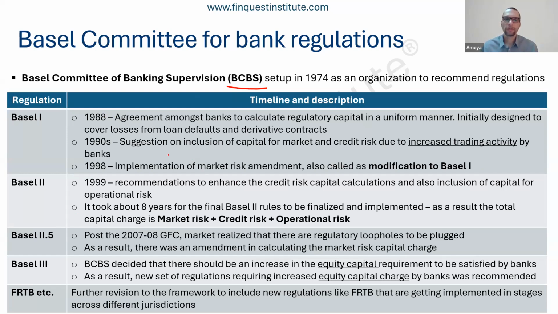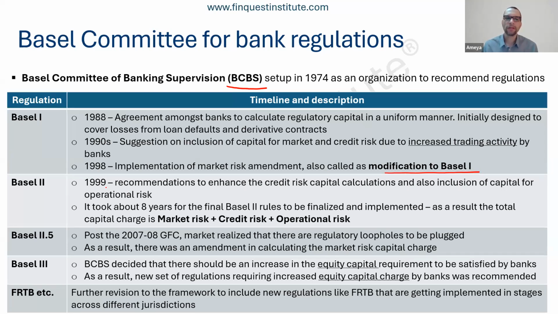Now, initially, this was designed to cover losses from loan defaults and derivative contracts only. Then in the 1990s, there was a recommendation on inclusion of capital for market and credit risk as well. The reason behind this was very logical, because there was increased trading activity by banks around that time, and that warranted an increase in capital which you can allocate for market and credit risk. Then come 1998, the implementation of the market risk amendment. We also call this the modification of Basel I, which was introduced.